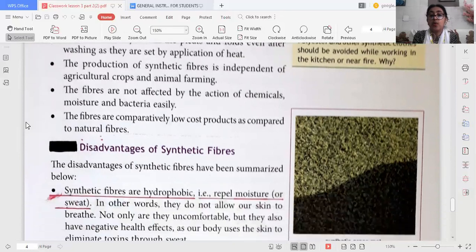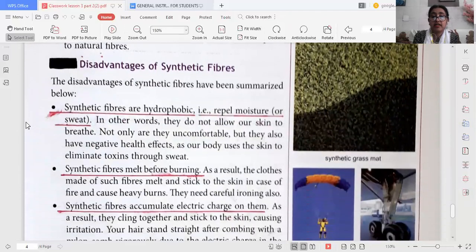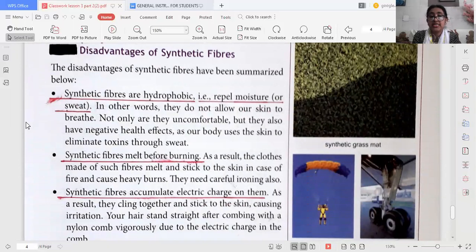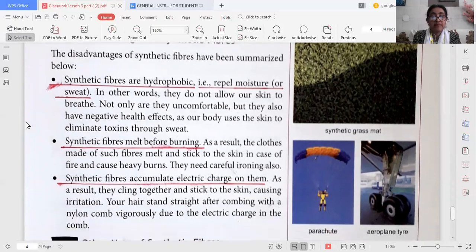Now there are a few disadvantages. Most important, synthetic fibers are hydrophobic, meaning they repel moisture. They do not allow our skin to breathe. That's why it is always said, during summer, always wear cotton clothes. Synthetic fibers should be avoided. Synthetic fibers melt before burning, and they melt and stick on the skin in case of fire and cause heavy burns. Then third, synthetic fibers accumulate electric charges on them. As a result, they cling together and stick to the skin, causing irritation.